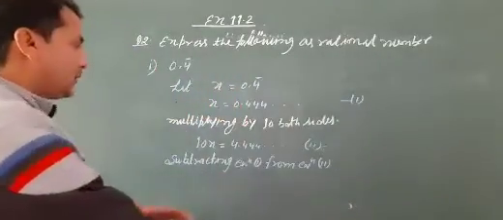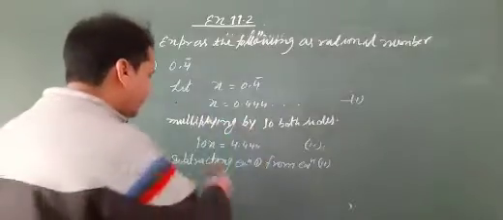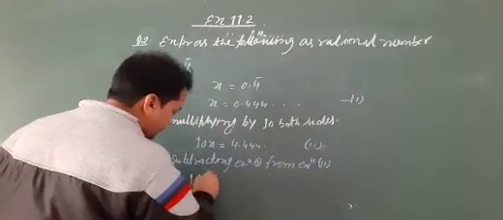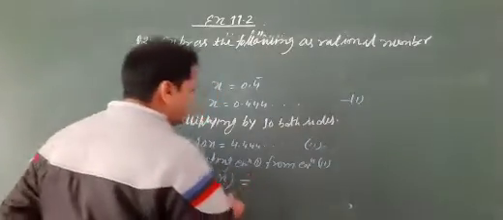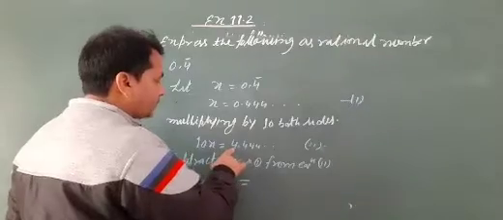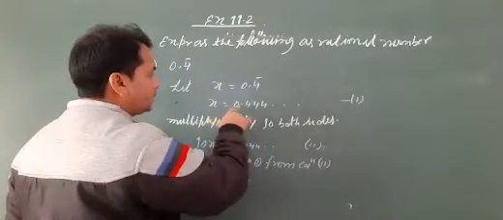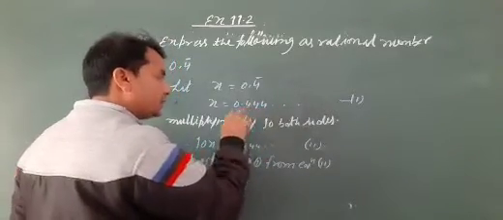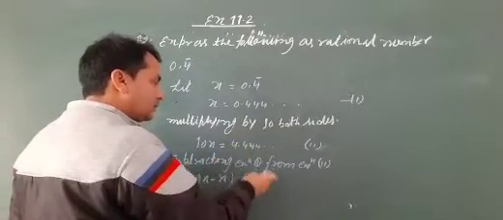So here is the second equation, that is 10x, and the first equation, that is x. Then 10x minus x equal to, here is the second equation 4.44, that is the first equation 0.44. Then after the decimal point only one digit is repeated.